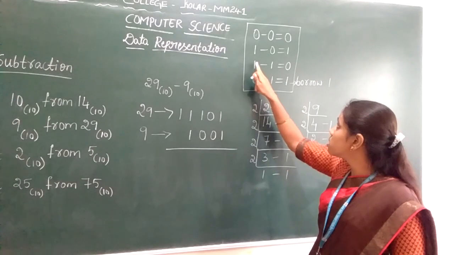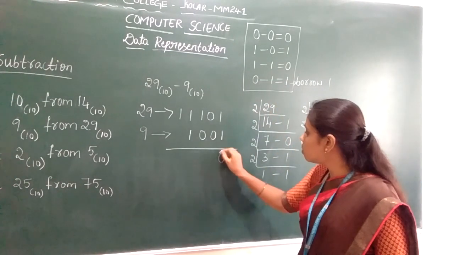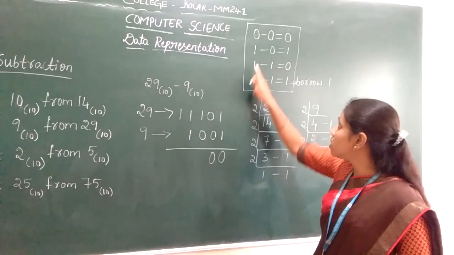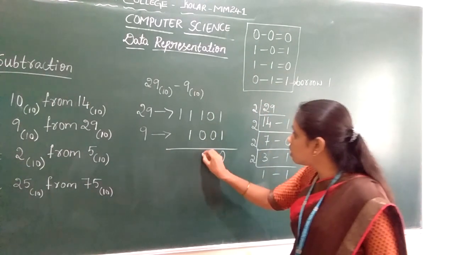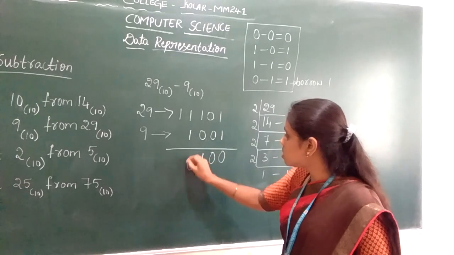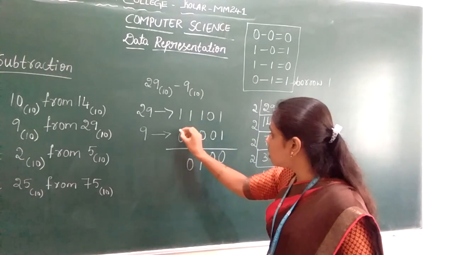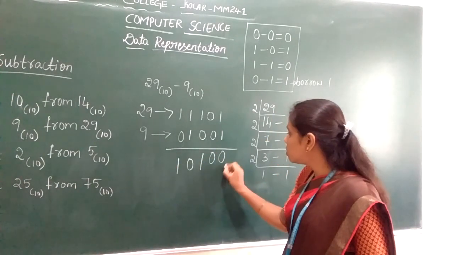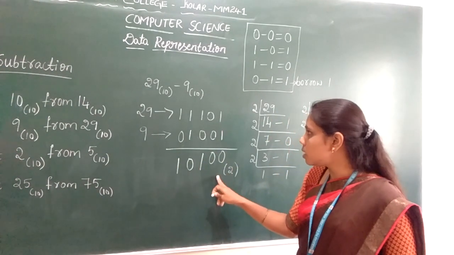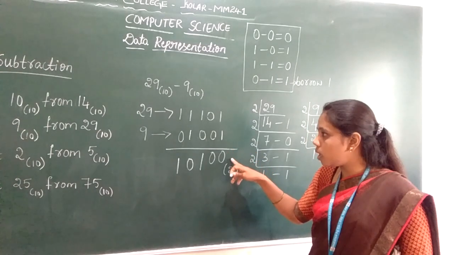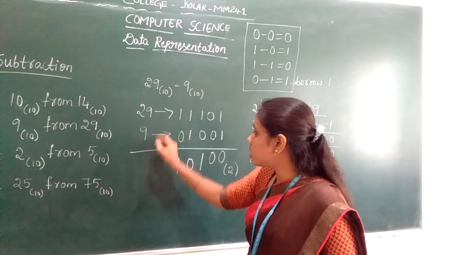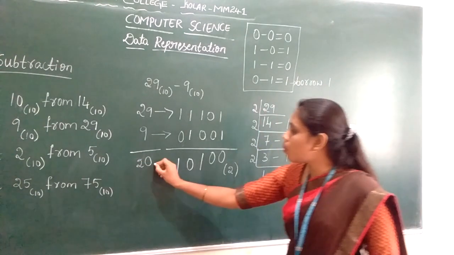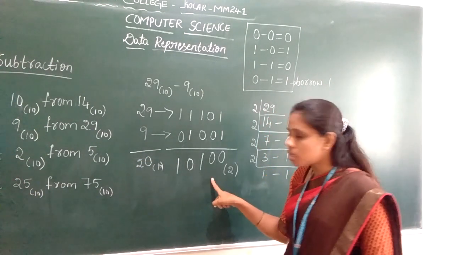1 minus 1 is 0. 0 minus 0 is 0. 1 minus 0 is 1. 1 minus 1 is 0. And here we have nothing, we can place 0, and 1 minus 0 will become 1. Now this is the final result when we subtract these two values. So 29 minus 9 is 20. So this is the decimal equivalent value for this result.